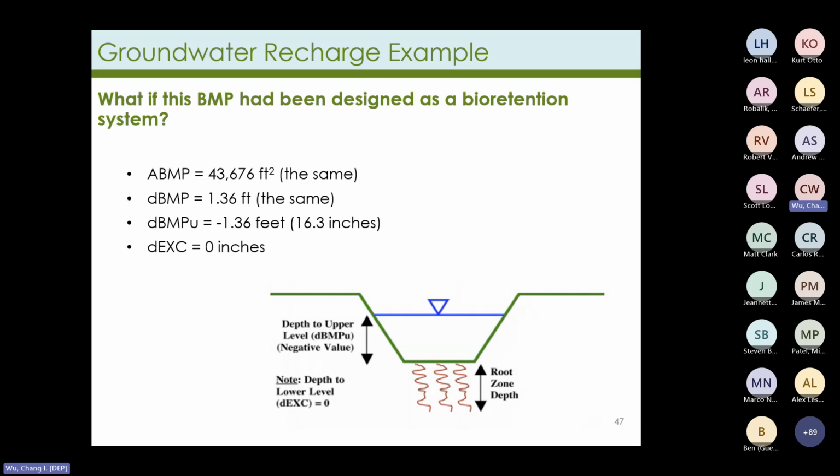Here's another example. If it is not an infiltration basin but a bioretention basin, then you will have some parameters that are different, because the dBMPU will be different and the DSC will be different.